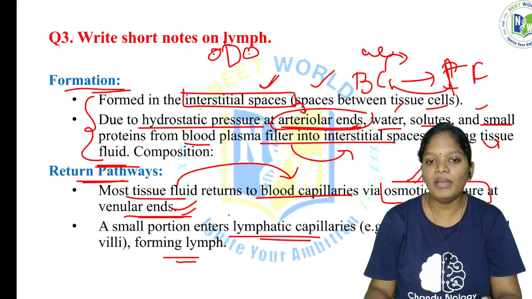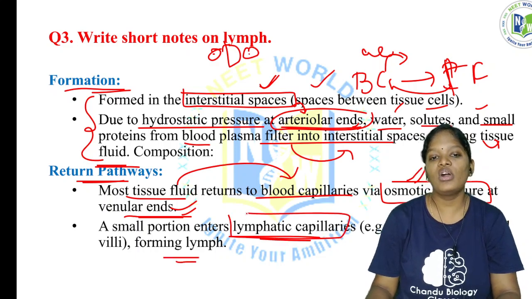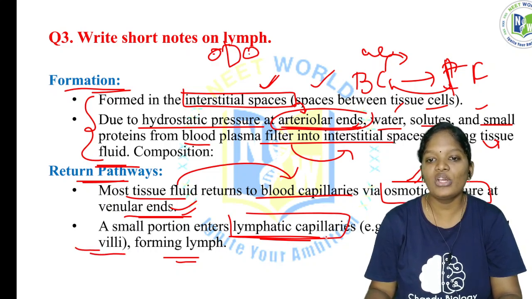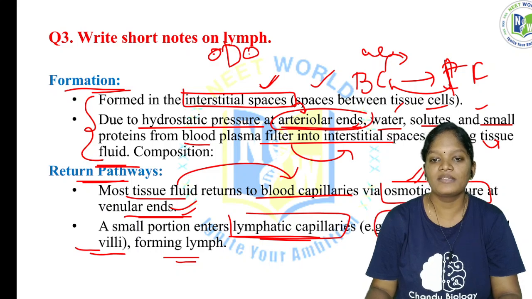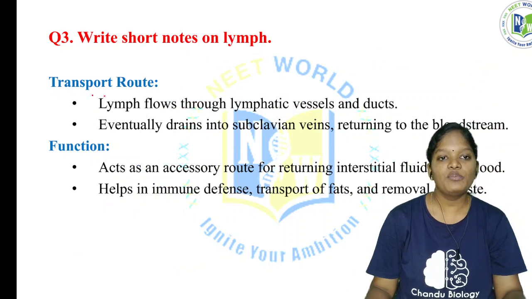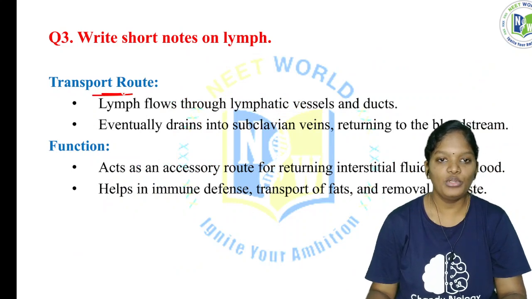So the lymphatic capillaries together carry the lymph. Another important thing: the lymphatic capillaries in the intestinal villi are called lacteals, for the absorption of lipids. What will be the transport route of the lymph?